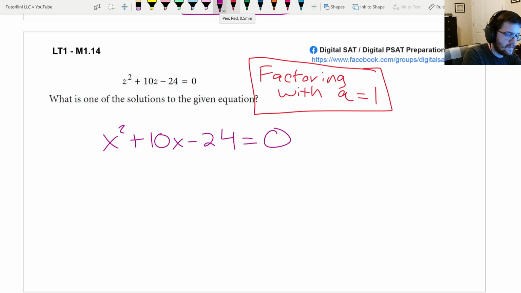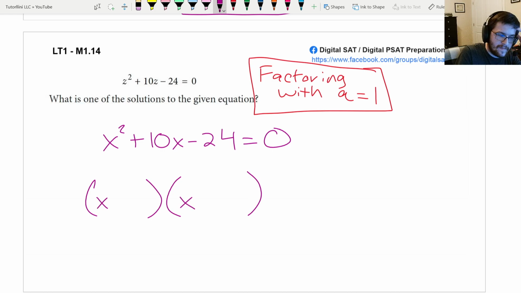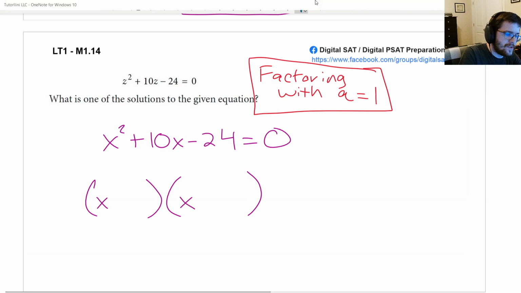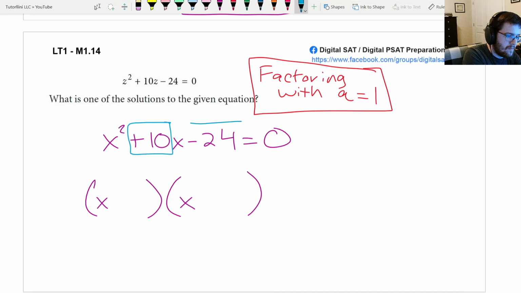Doesn't matter. So what you're going to do is, when a equals 1, in the front seat, we put an x, because x times x is x squared. And now to figure out what goes in the other two seats, you're going to look at these numbers. Make sure you include the negative sign.